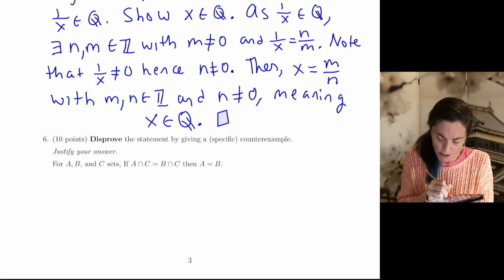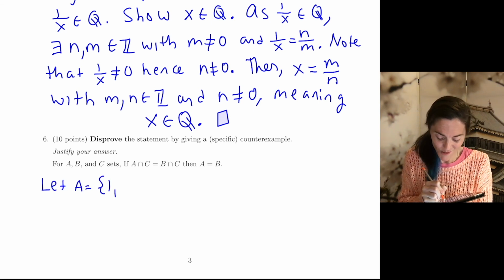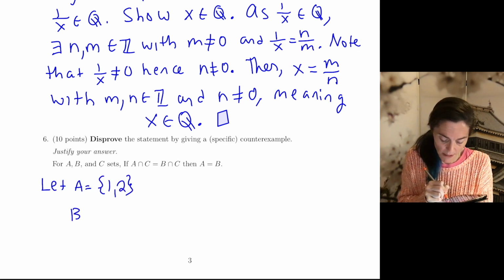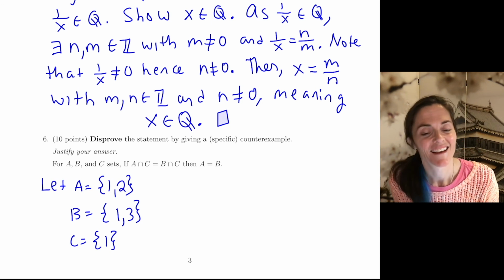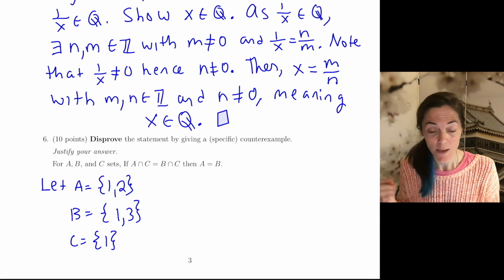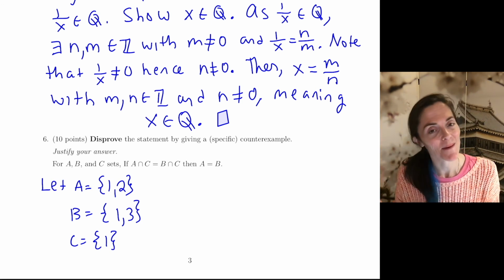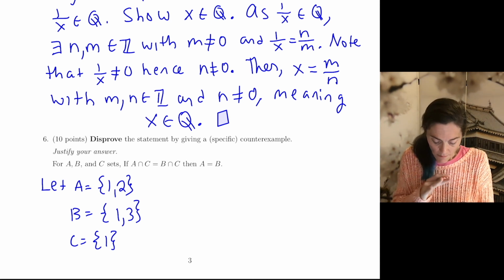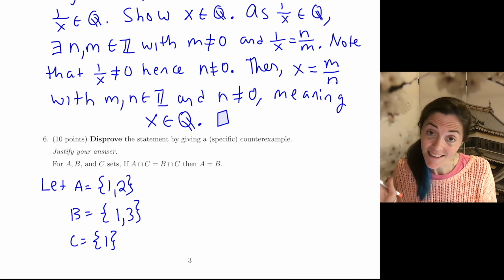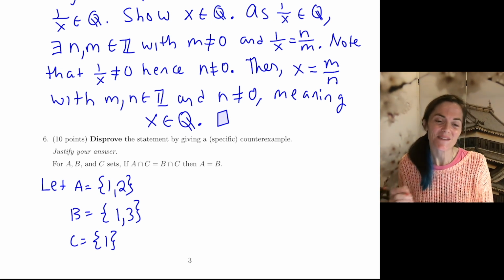And so let A be the set {1, 2}, and B be the set {1, 3}, and C be the set {1}. I try to make the examples not too complicated when I'm coming up with a counterexample. Now, this is my counterexample, but I have not yet justified it. That's what's coming right now.